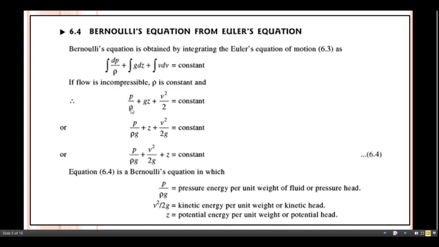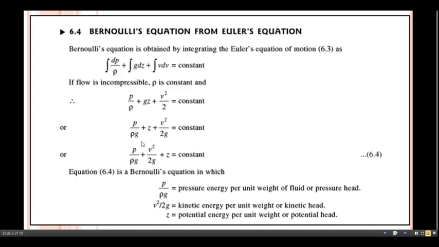Now see the integration of this one. Integration of dp is nothing but p divided by rho. This term will remain as it is. In the integration of dz, here g becomes constant, so integration of dz is nothing but z, plus integration of v dv is nothing but v square by 2, equals constant. Here we have taken this g term as common, and then p divided by rho g plus z plus v square divided by 2g will come here and equate with the constant term.